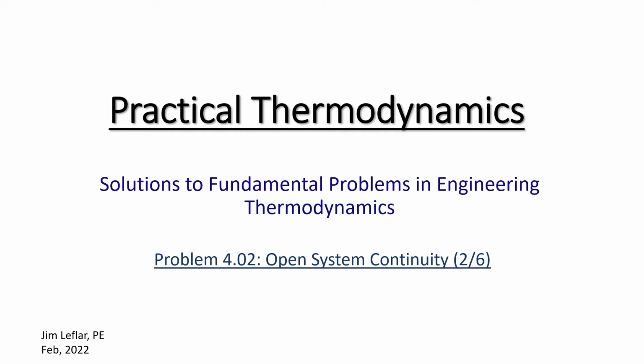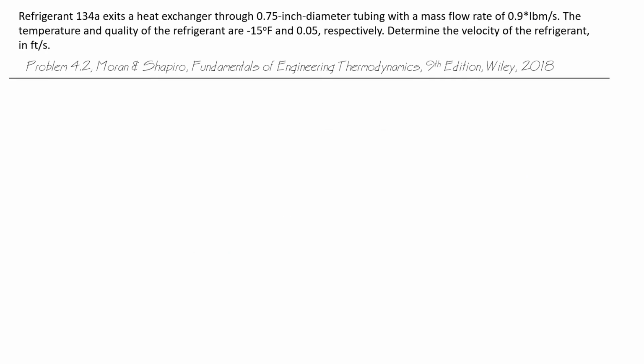Let's look at another very simple open system continuity problem. Refrigerant 134A exits a heat exchanger through a 0.75-inch diameter tubing with a mass flow rate of 0.9 pounds mass per second. The temperature and quality of the refrigerant are minus 15 degrees Fahrenheit and 0.05 respectively. Determine the velocity of the refrigerant in feet per second.